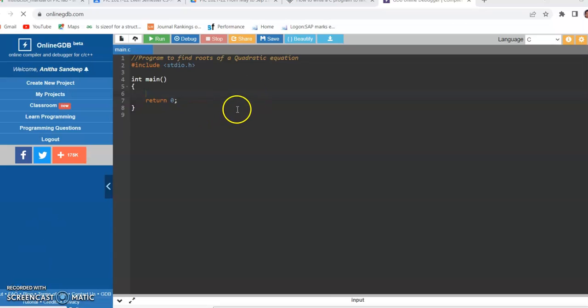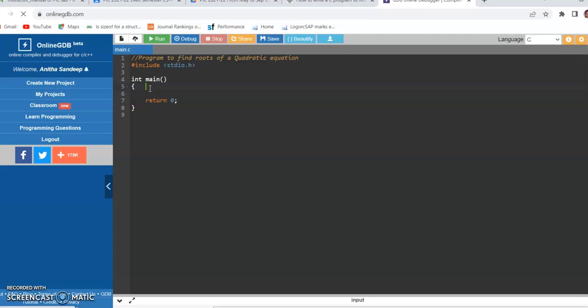Everyone. Today we are going to see how to develop a C program to find the roots of a quadratic equation. I have included the stdio.h because I will be making use of some input-output statements like printf and scanf. Inside the main, I will be declaring the required variables.